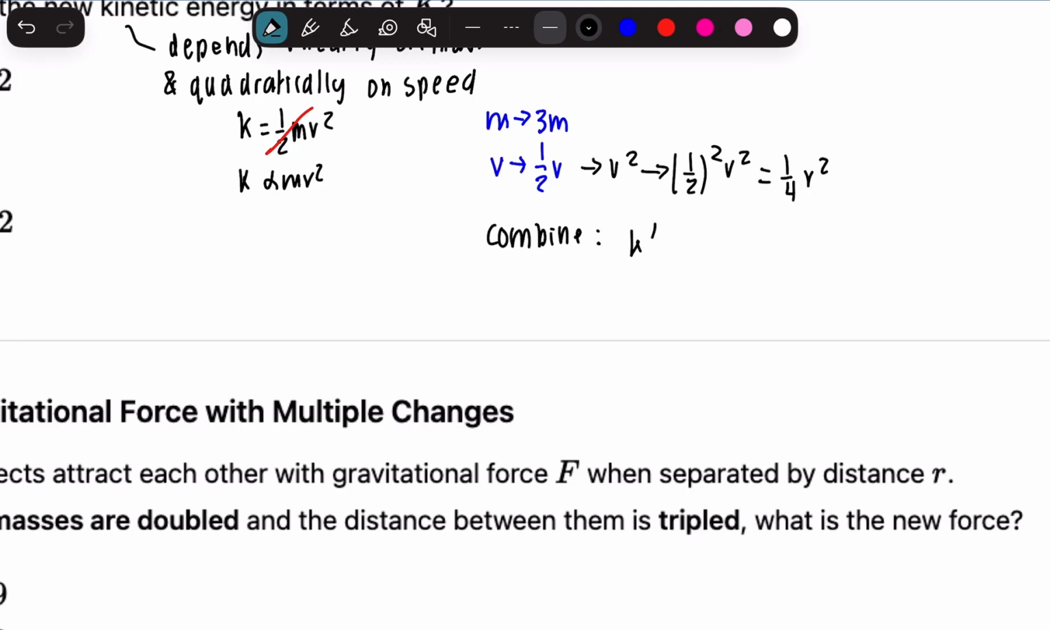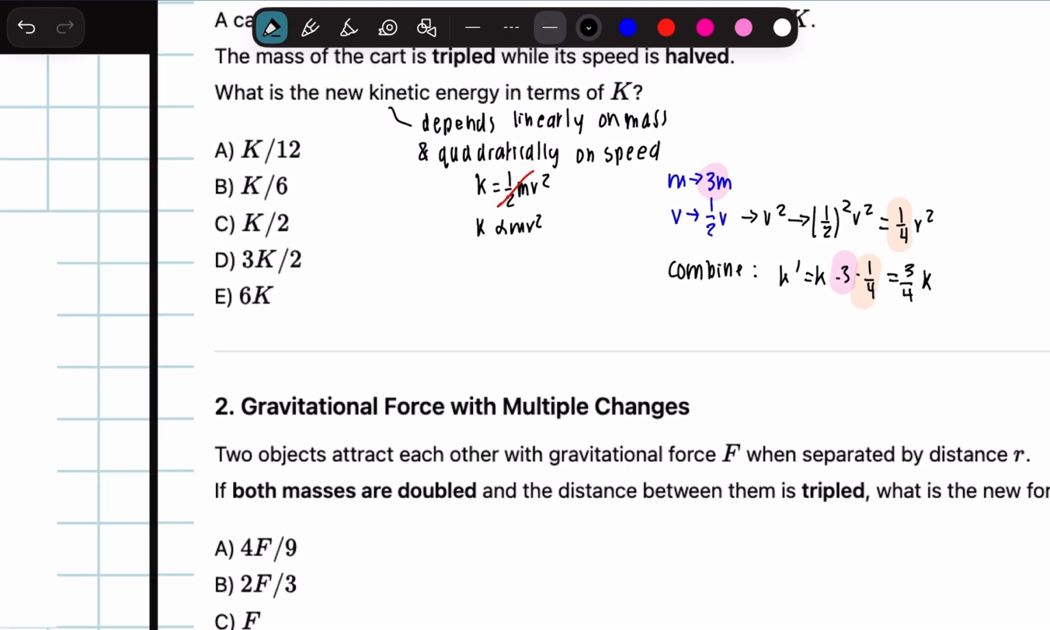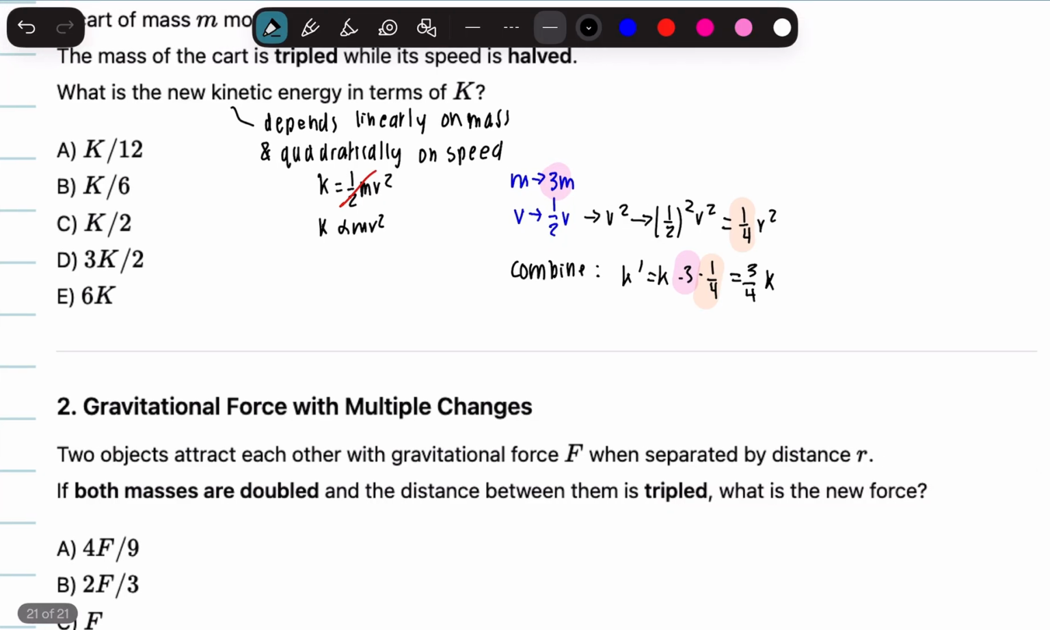Now we can combine all of these factors, and we get k prime is equal to k times 3 times 1/4. And we get 3/4 times k. Actually, that's wrong. This should be 3k/4 as the correct answer.